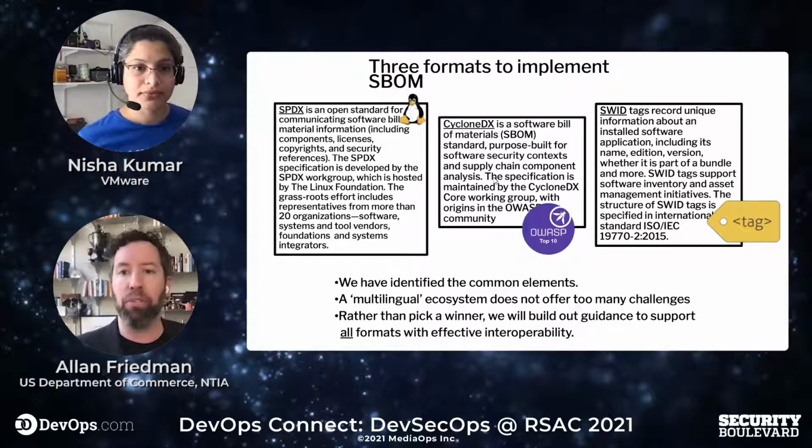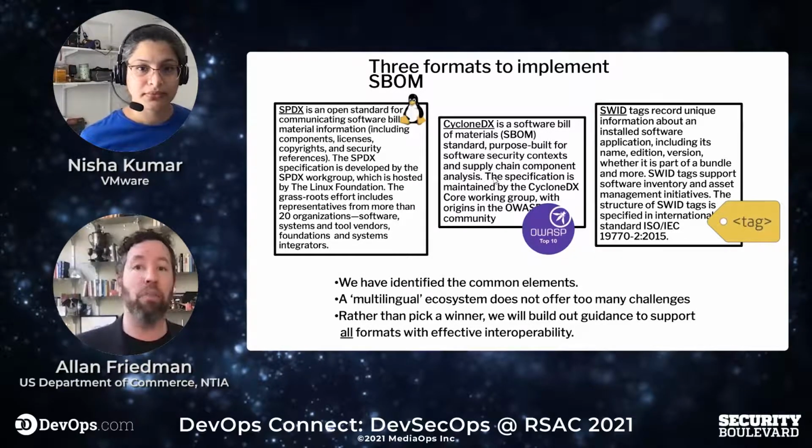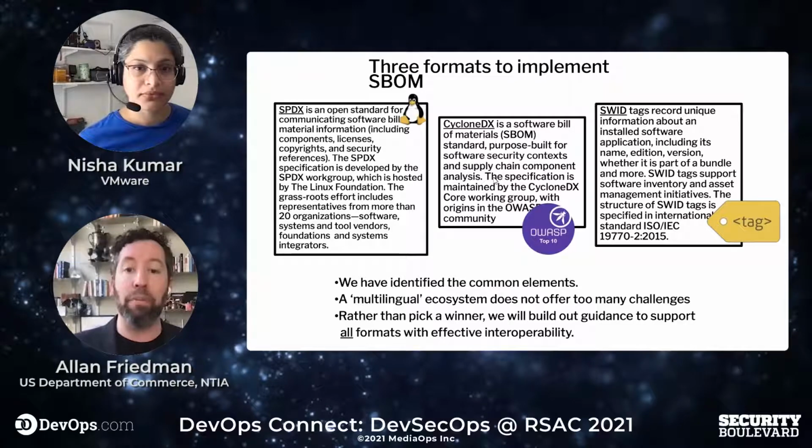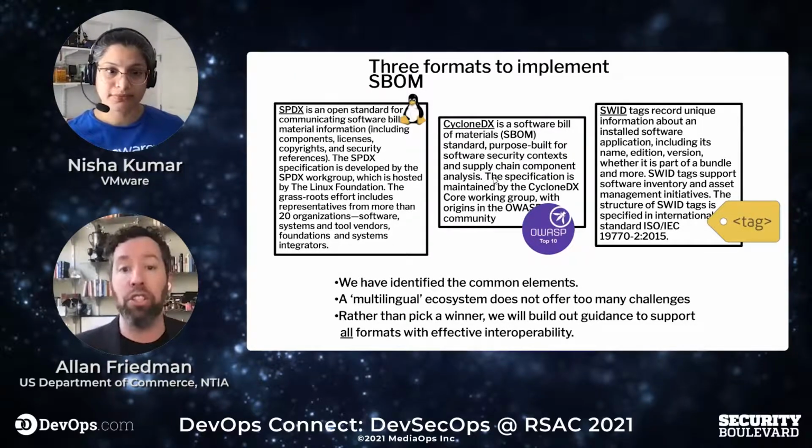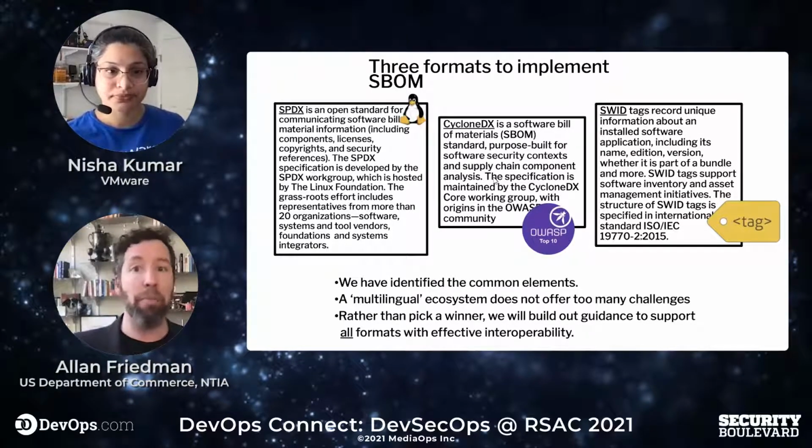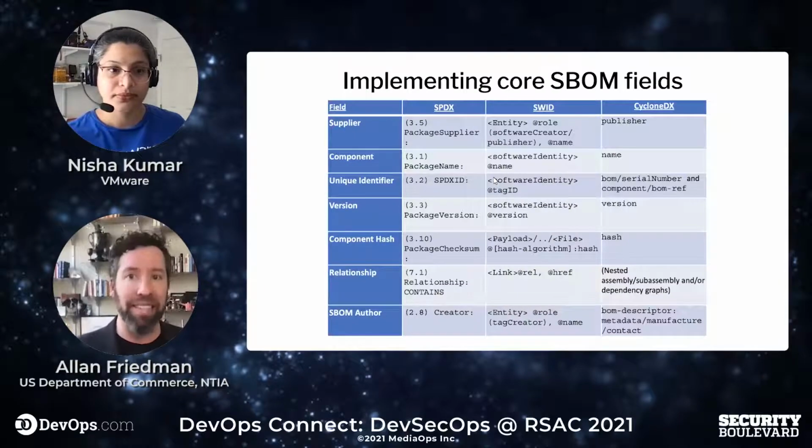It was originally developed for license management in the commercial space, and it has the advantage of being an ISO standard. These are all great specs, and what we as a community have done has basically said, let's think about how to interoperate. We've identified the common elements, and we don't think that a multilingual ecosystem will pose too many challenges, and so it's not our job to pick a winner or a loser. We want to promote all of them, and participants in all of these have recognized the value of collaborating together.